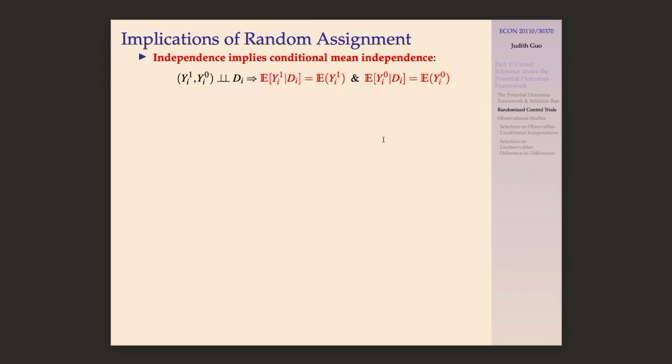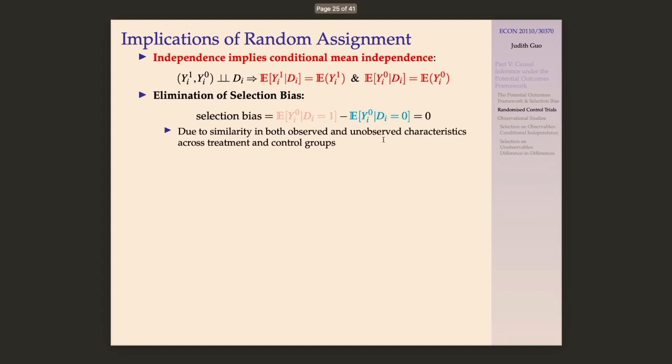Then, given independence, it's perfect. Remember from our time series analysis, independence implies conditional mean independence. If treatment status is independent of the potential outcome, knowing the treatment status will not help us improve our prediction for the potential outcomes. So the conditional expectation of Y1 or Y0 given D would just equal the unconditional one, because knowing extra information does not help us improve our prediction other than using the average value of the variable itself. Then this naturally eliminates selection bias.